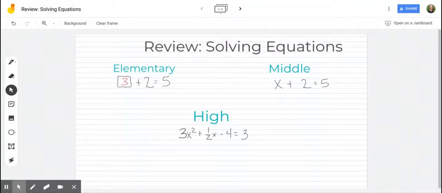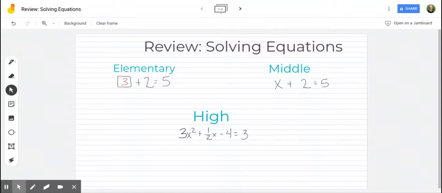So before you even realized you were doing it, you were solving for a variable. You knew what that square represented. You knew that 3 had to go in that square to make the left side of the equation and the right side of the equation equal to each other.